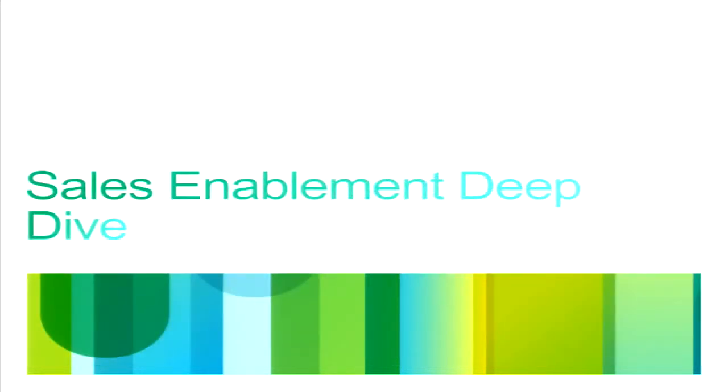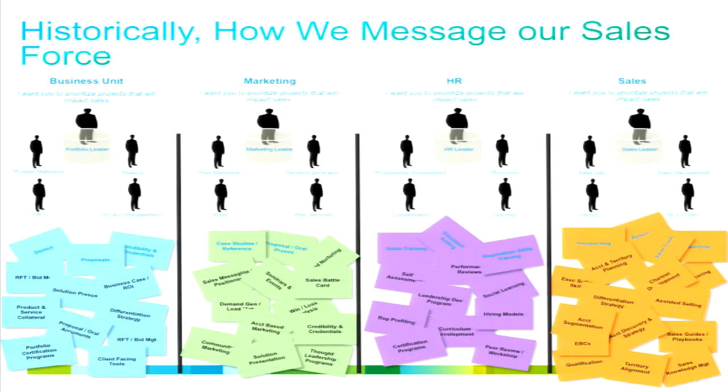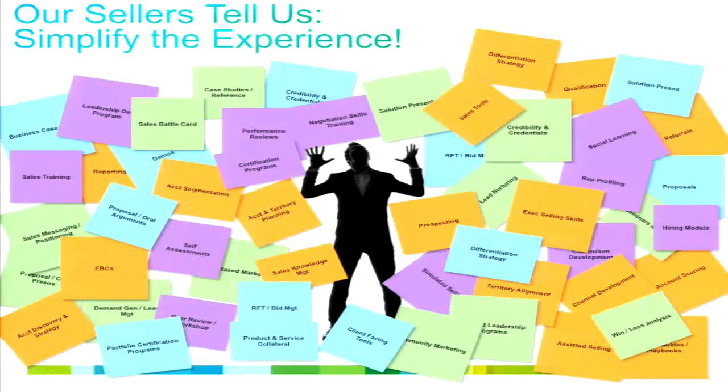So I'll talk a little bit more about sales enablement and how we got there. Historically at Cisco, we've been messaging our sales force, whether it's internal or external, through various stovepipes. So the business unit has their goals, the marketing team has their goals, the HR team has their goals, and sales has their goals. They're all saying, I want you to prioritize projects that impact sales, but they're looking at it in a bunch of disparate ways, and it's hard for the sales force to deal with that. So they've told us, simplify the experience.